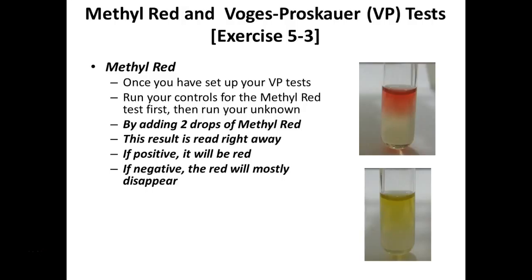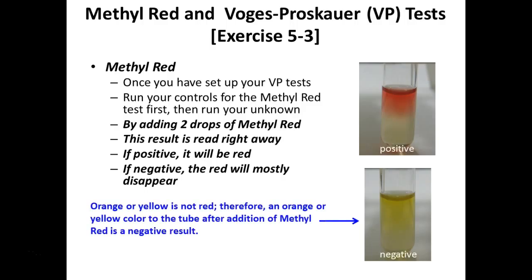So the methyl red test, remember, is just a pH test. We just added our pH indicator, a couple of drops of methyl red, and we read it immediately. Red color indicates a very low pH, 4.4 or lower. Yellow or orange is a higher pH than 4.4 and therefore would be negative for this test.